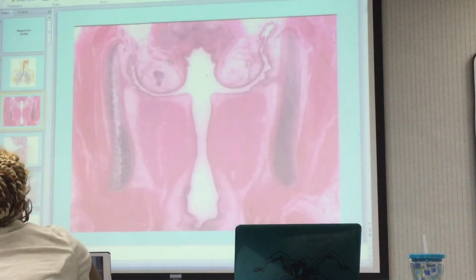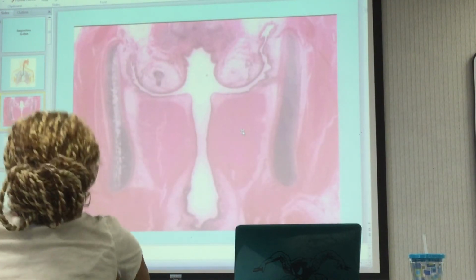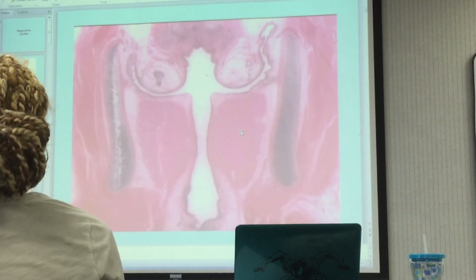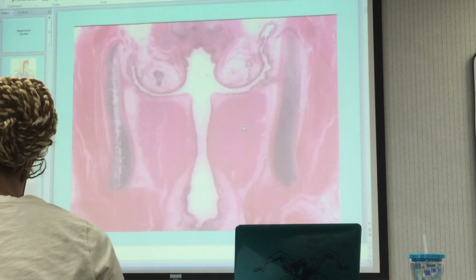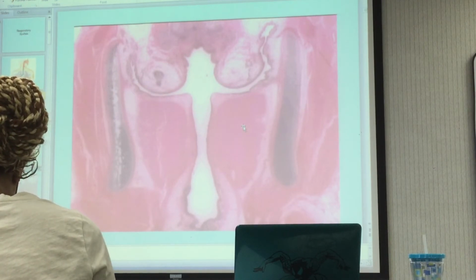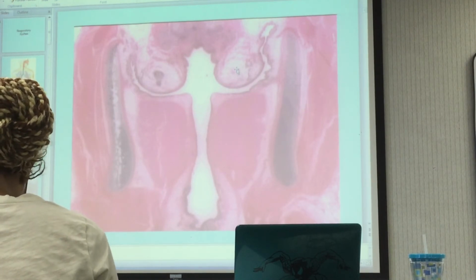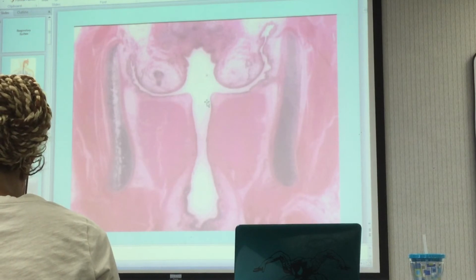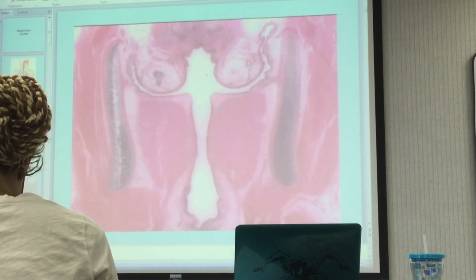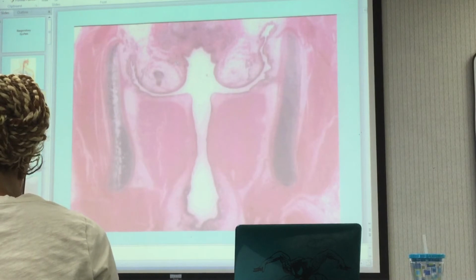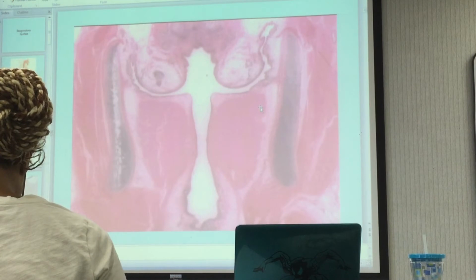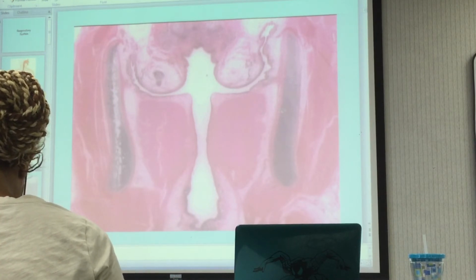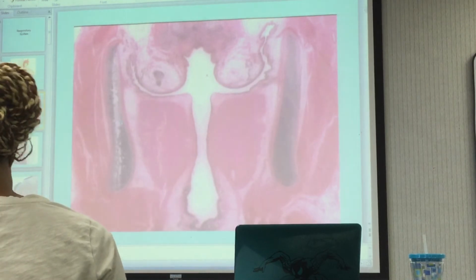So, if I put the arrow here, what is that? What did you say? True vocal cord. If I put it here, that would be false. Okay? First of all, where is this tissue coming from? It's from the larynx. No, the vocal cord is not in the lung. What is this one? That's cartilage.